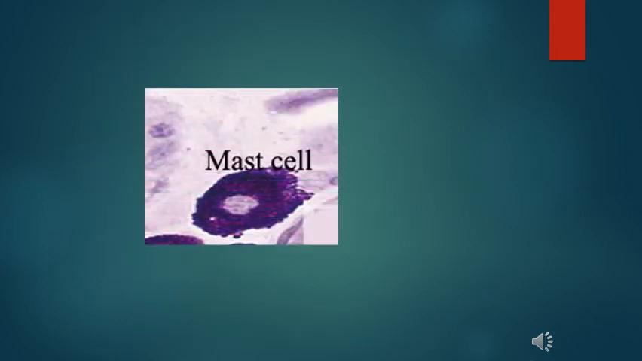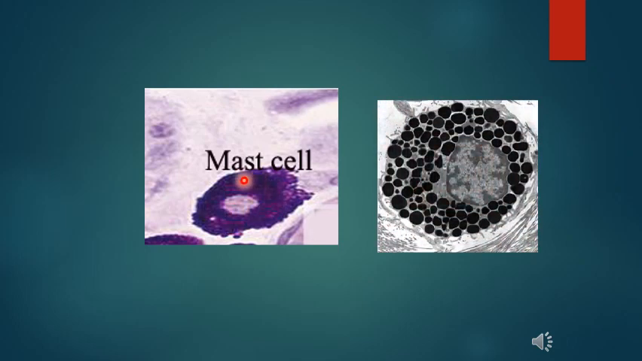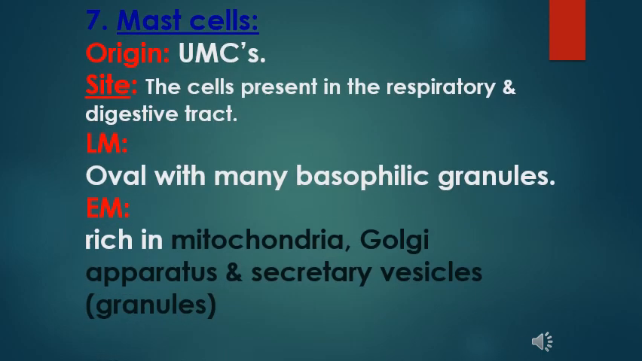The other cell is called mast cell. Here is LM picture of the mast cell. You can see many granules. By EM picture, you can see electron-dense granules. It is an active protein-producing cell. These granules are histamine, heparin, and eosinophil chemotactic factor. The mast cell is the cell responsible for allergy. It arises from UMC, the cell present in the respiratory passages and in the digestive tract. By light microscope, they are oval cells with many basophilic granules. By EM, it is rich in Golgi apparatus, mitochondria, granules, and rough endoplasmic reticulum.